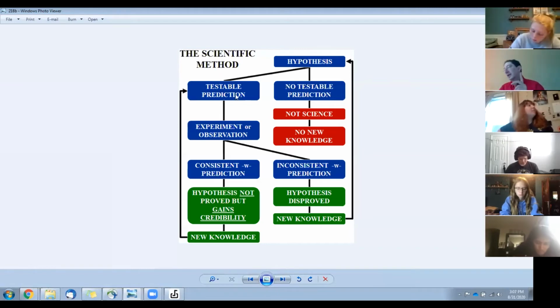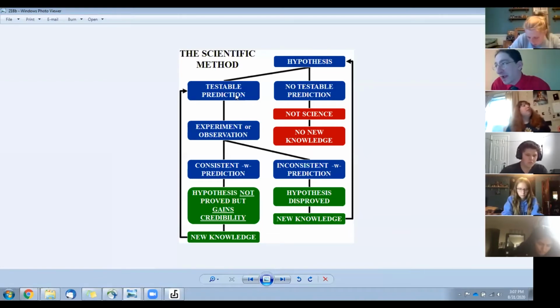Now, if your hypothesis passed the test, this is the other part that people don't really appreciate. It does not prove the idea. Science doesn't prove anything to be correct. If it passes your test, then that idea gains some credibility. It may be right. It's not guaranteed to be right. And then you cycle back and see if that idea makes any other testable predictions. And you keep going through this circle here.